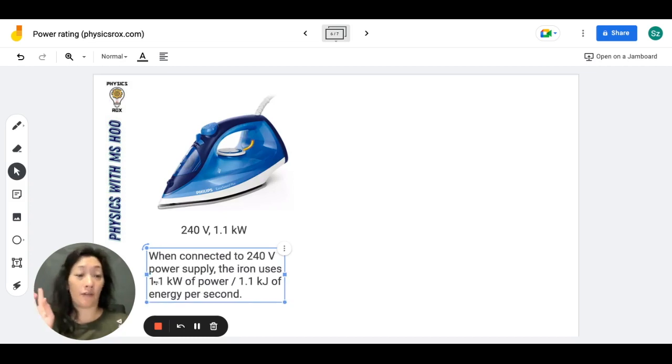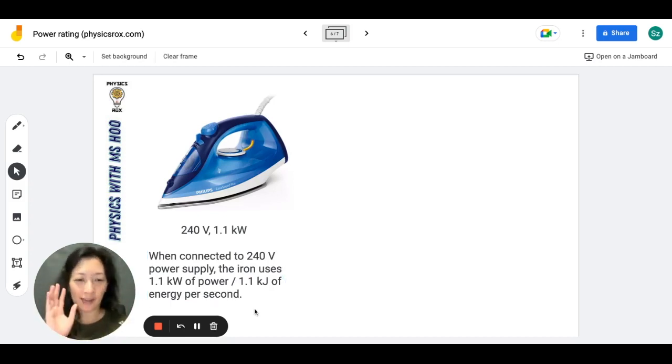Now, the concept of normal brightness only applies to lamps. You don't say, oh, normal heatness. That doesn't apply in this case. So if you're asked to elaborate on a power rating for appliances that are not light bulbs, you can stop here. You just mention the numbers and that's good enough.